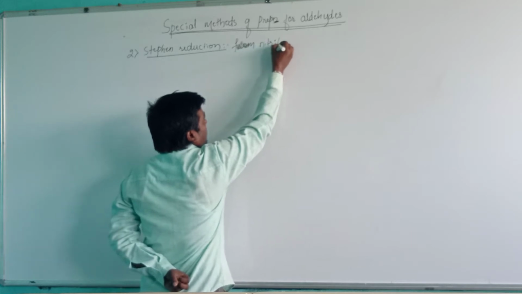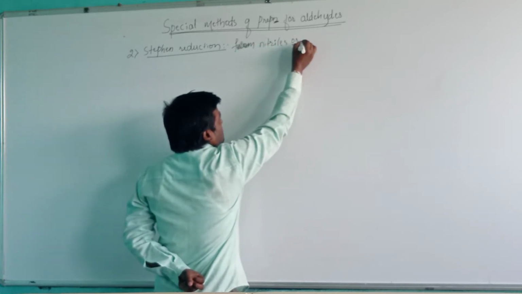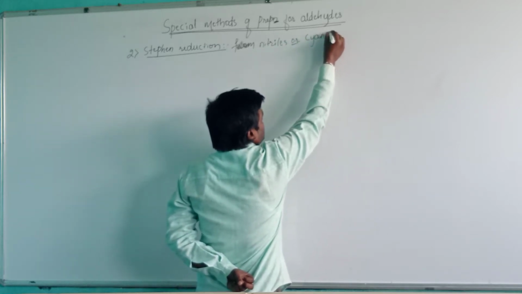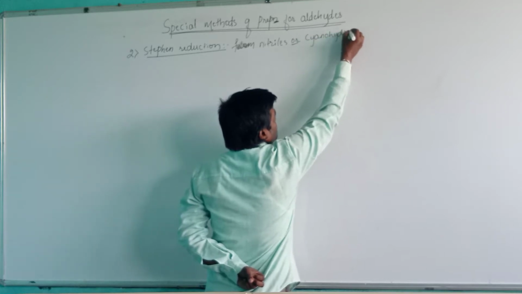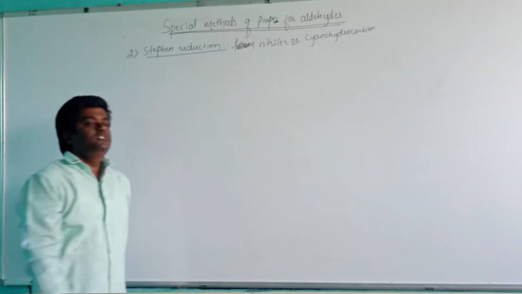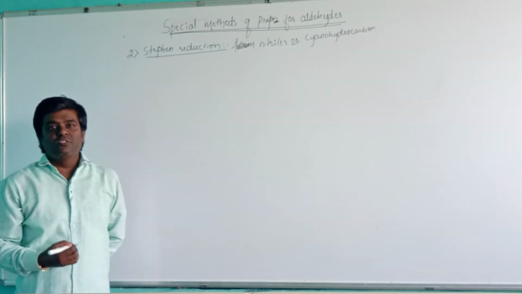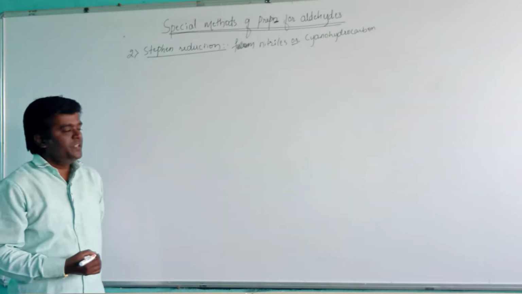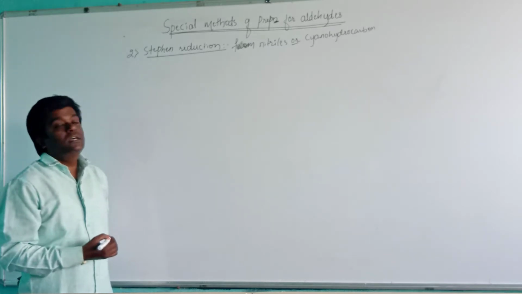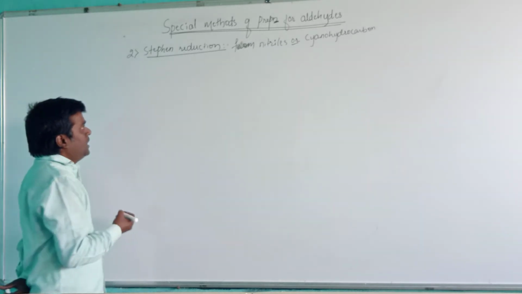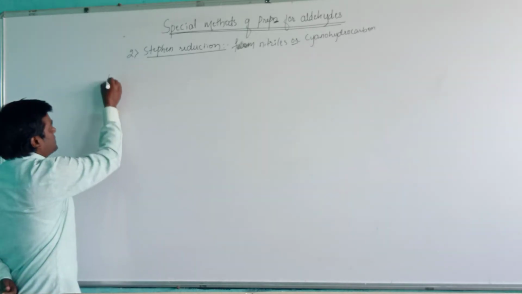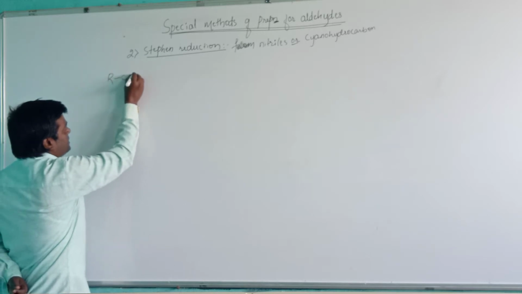These nitriles are also known as cyanohydrocarbons. Cyanohydrocarbon means the carbon is bonded with the nitrogen with the help of a triple bond. Those compounds are known as cyanohydrocarbons. Let us see the preparation of an aldehyde with the help of nitriles, that is cyanohydrocarbons. Then the general representation of a cyanohydrocarbon is R C triple bond N.